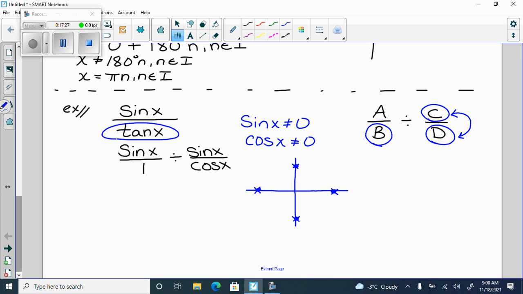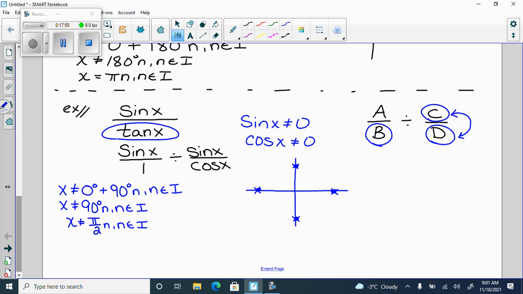So I would say x can't equal, what's my first one? 0 plus 90 n degrees, n an integer, which we know we don't write the 0, so it's going to be x cannot equal 90 degrees n, n an integer. Or, in radians, pi over 2 n, n an integer.